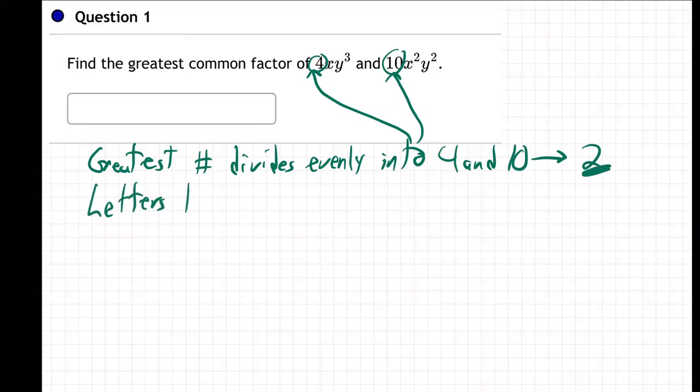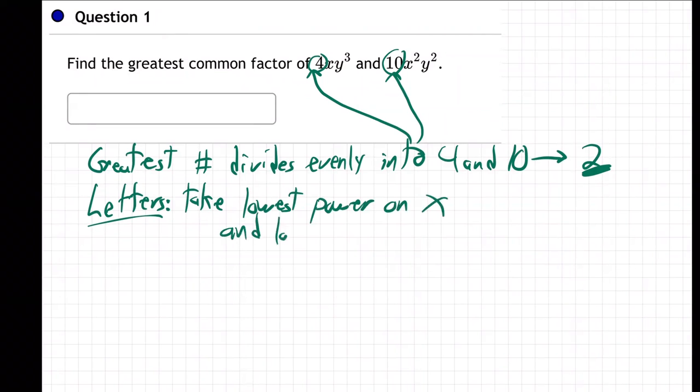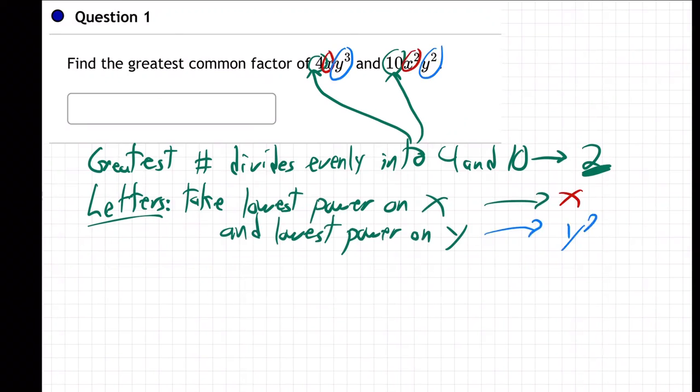For the letters, you take the lowest power on X and the lowest power on Y. So what's the lowest power on X? Well, we have regular X and X squared, so it'll just be regular X. And what's the lowest power on Y? We have Y cubed and Y squared. So the lower one would be Y squared.